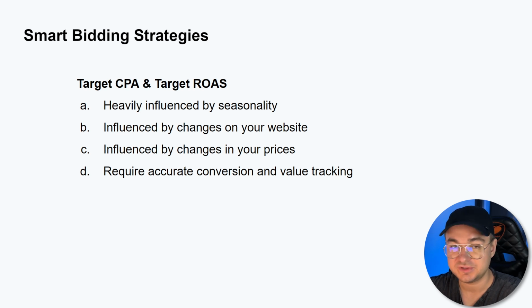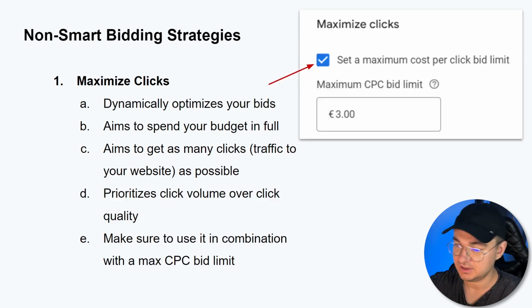So we're done with smart bidding strategies. Now let's move on to strategies that don't use smart bidding. And first of those strategies is maximize clicks. Maximize clicks automates your bids to maximize your website traffic, aiming to spend all your budget. The disadvantage of this strategy is that it prioritizes click volume over click quality. Make sure to set a maximum CPC bid limit, or you may end up paying way more than you expect for some of your clicks.